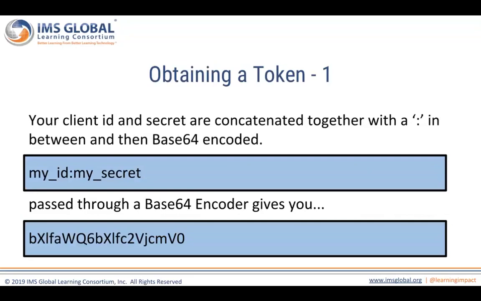In order to obtain a token, the first thing you need to do is take your ID and your secret, and concatenate them together with a colon in between. Then you need to base 64 encode that string, and that string is what you're going to use on your call to the token endpoint in order to request your token. So that is the encoded version of your username and password, really.